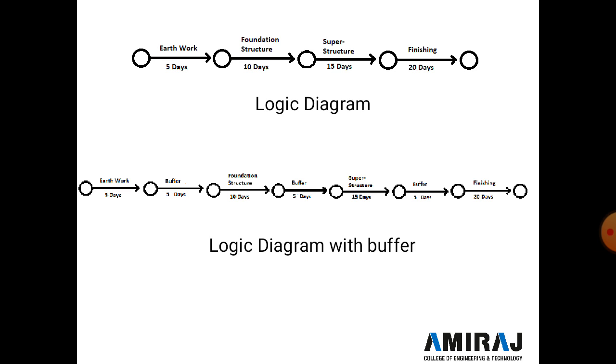In this example, a logic diagram is drawn for the construction of a single building, showing the various activities after balancing the gangs in such a way that continuity of work is provided for all the gangs in the figure. So here the logic diagram is drawn first. Earthwork 5 days, then foundation structure 10 days, superstructure 15 days, and finishing work 20 days.